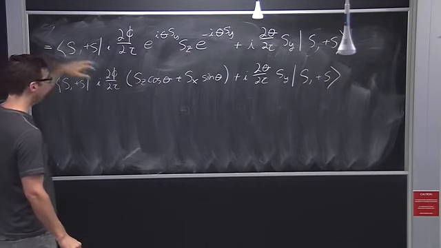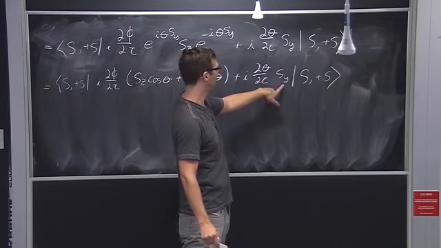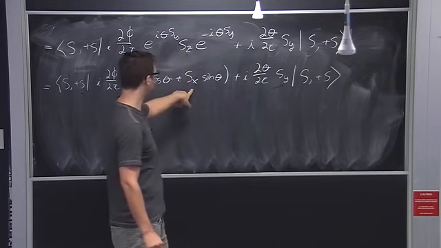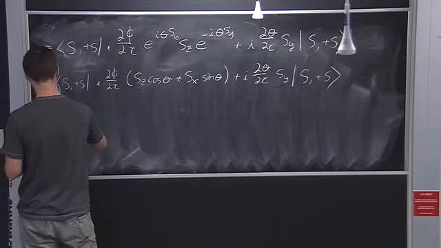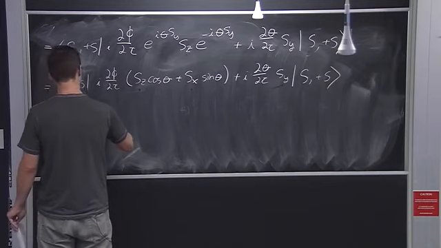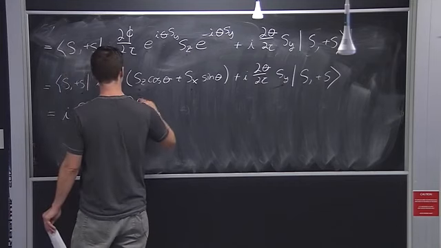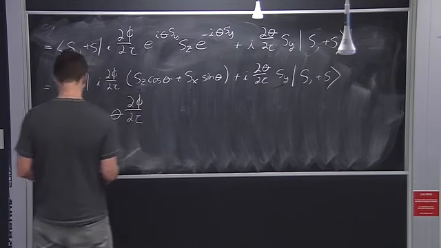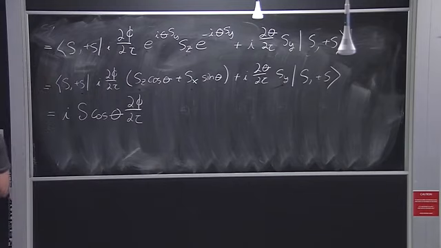I wrote this all out, but in the end, I have the matrix element of SY, which is off diagonal, and SX, which is off diagonal. So the only thing I'm left with is the Z component. SZ operating on that state returns that maximal eigenvalue, cosine theta. And I need this time derivative here. Okay, so that started out messy, but it ended up nice.